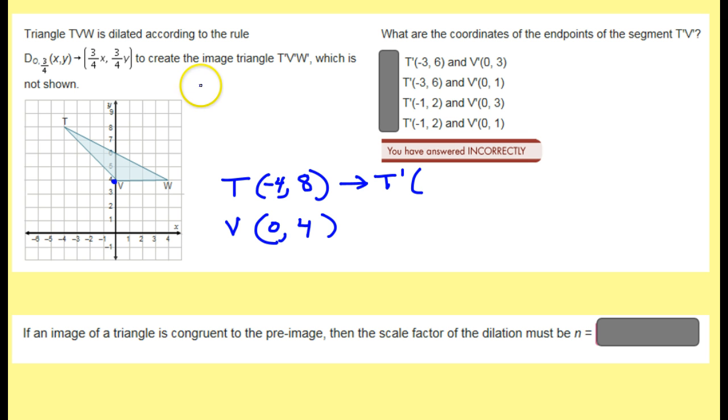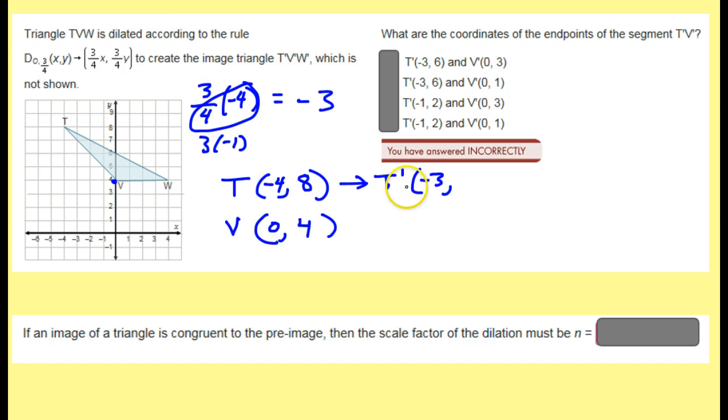Okay, so in other words, what is 3/4 times -4? Well, I know that that is going to be -3. The reason why I know that is because 4 divided by -4 is -1. And so now I have 3 times -1, which is -3. So I get -3.